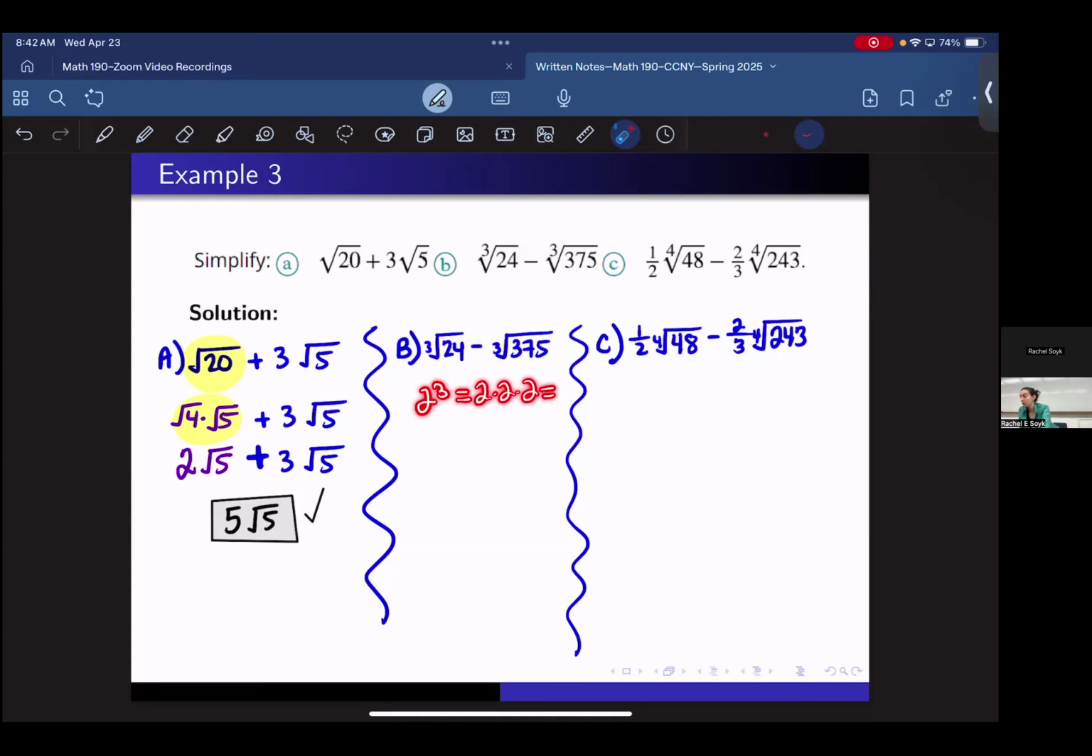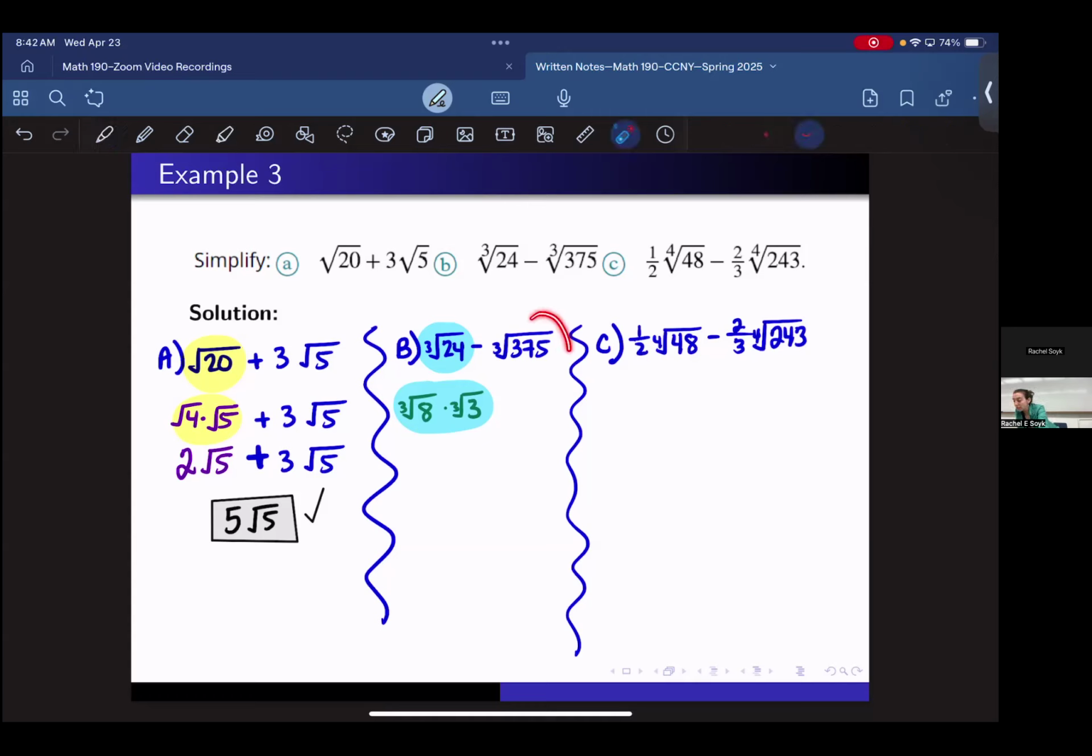2 times 2 is 4. What's 4 times 2? 8. So 2 to the third is 8. Is 8 a factor of 24? It is. So we can break up this cube root of 24 into the cube root of 8 times what? 8 times what gives you 24? 3. So it's 2 times the cube root of 3.